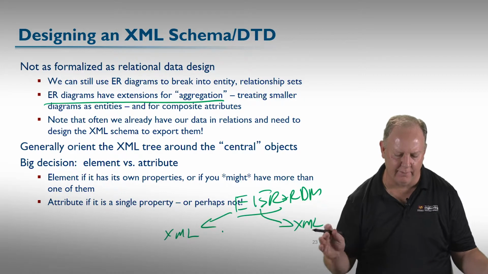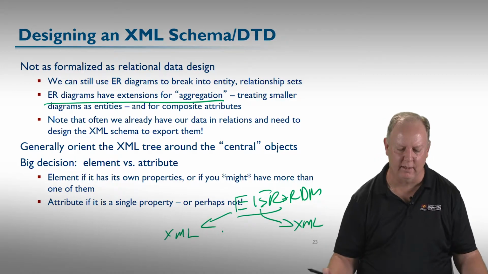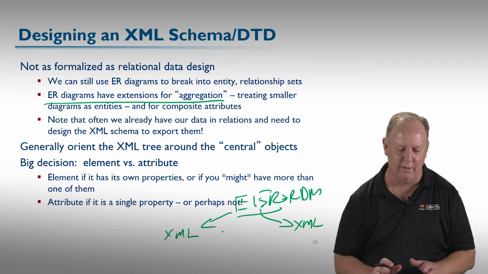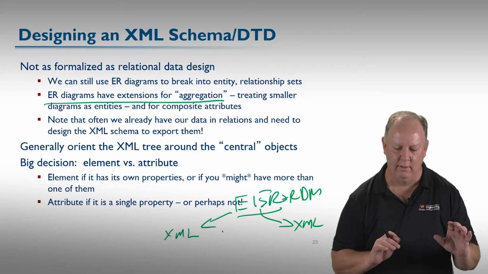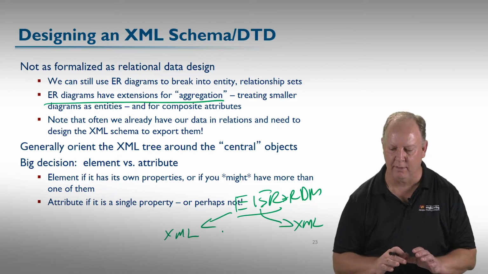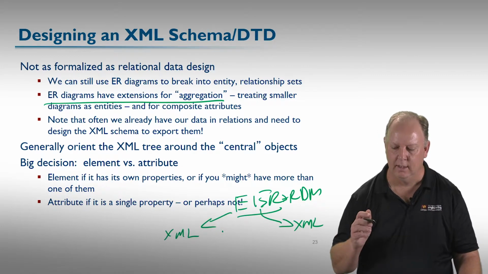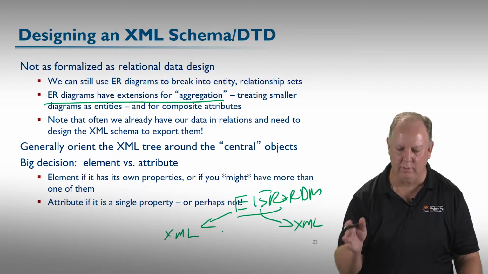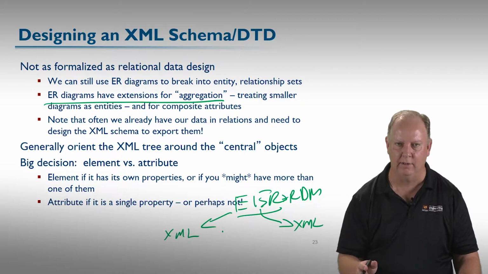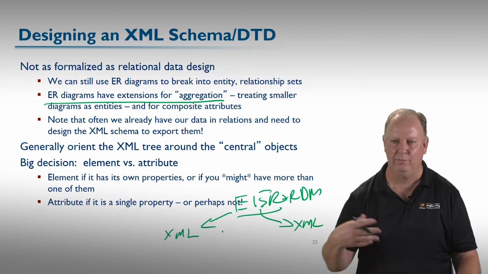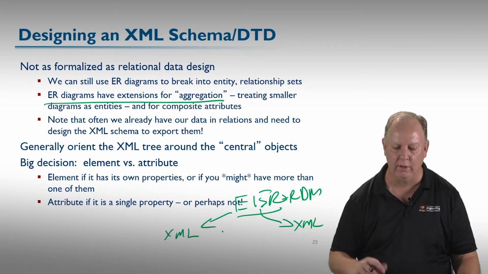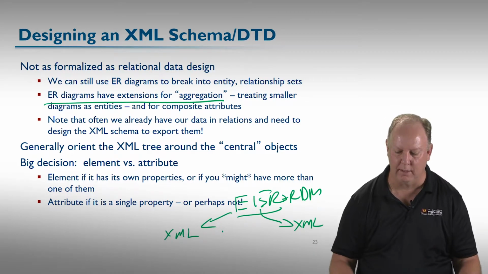Now, we often already have data in our relations and we need to design the XML schema to import them. What I mean by that is, that direction I talked about of marshaling data in and out of the database before when I was doing that tuple example with the student ID, a lot of times we start with data that's already in a relational database and we want to export it or bring it out as a result of a query in an XML format.